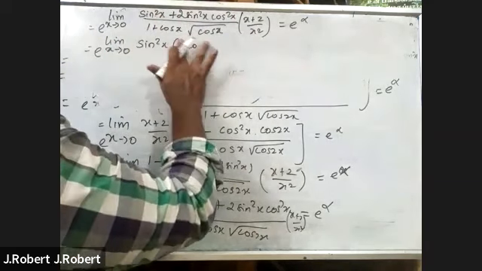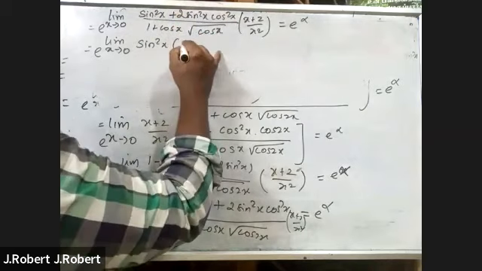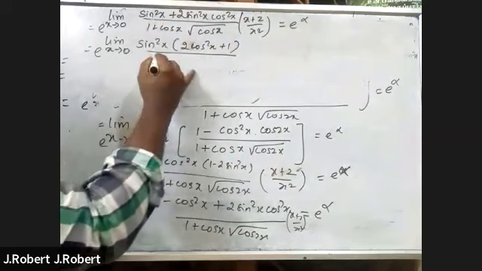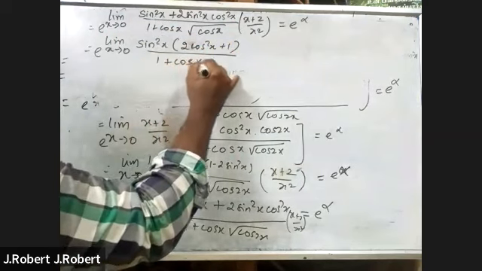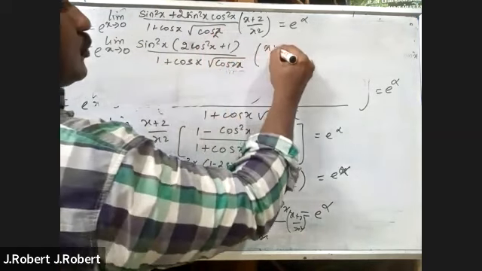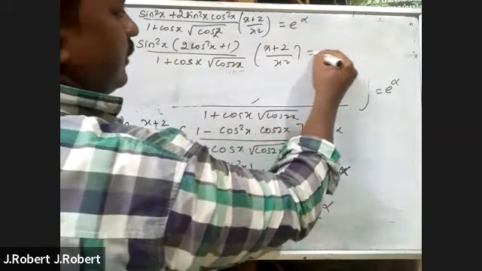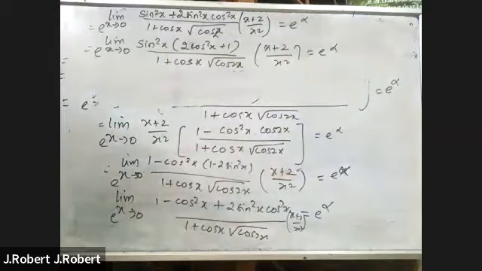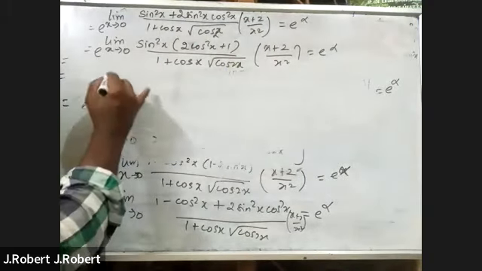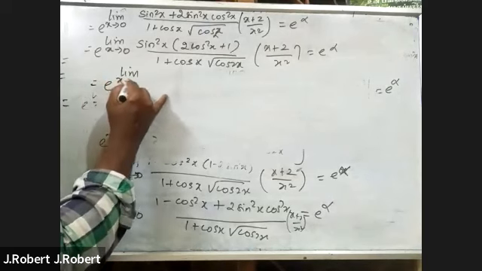We can write this in the first way like this: 1 plus 2 cos squared x, or 2 cos squared x plus 1 divided by 1 plus cos x, into root of cos 2x, into x plus 2 divided by x square equals e power alpha. So everything is in e power exponential. Now look, e power limit x tends to 0. The first limit I will take.